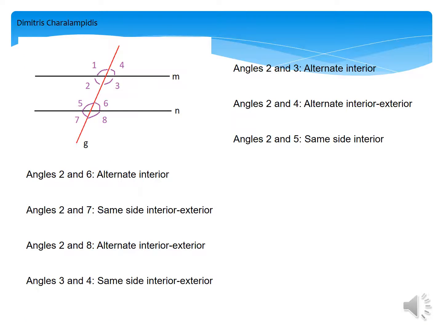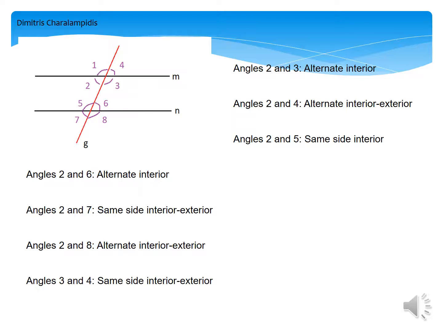Angles 2 and 3. They are alternate since they are placed on different sides of line G, and they are interior because they are both placed between parallel lines. So angles 2 and 3 form a pair of alternate interior angles. Angles 2 and 4. They are alternate since one of them is on the left of line G while the other one is at the right of line G respectively, and they are interior-exterior since one of them is between the parallel lines M and N and the other is outside of these lines respectively.